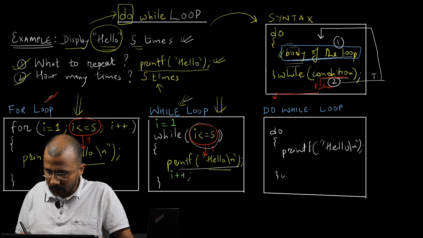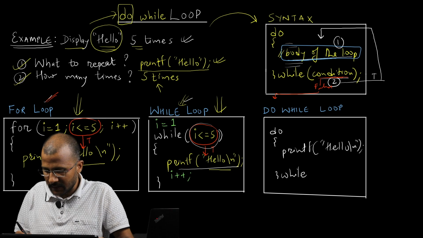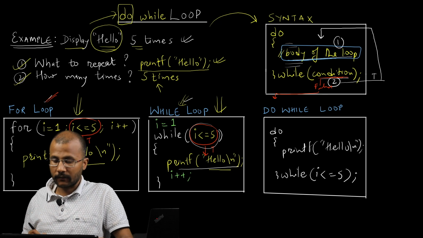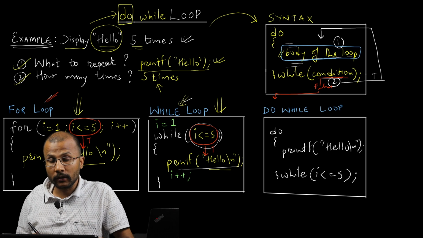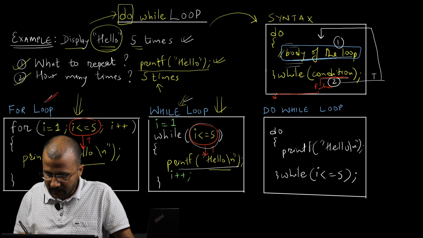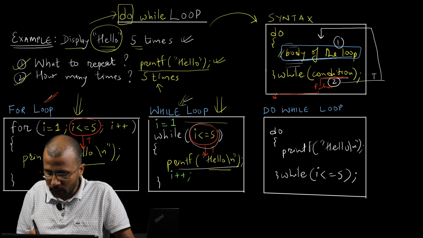I write it here with while, because this is a do while loop, and the condition is I is less than equals to 5, and you give a semicolon here after the while. Now here, where do you put your initialization and where do you put your updation? So initialization, as in the while loop, you will have to put before the loop starts. So I'll put the initialization here.